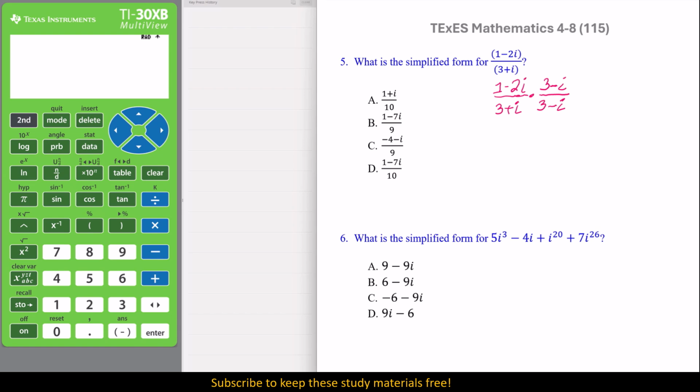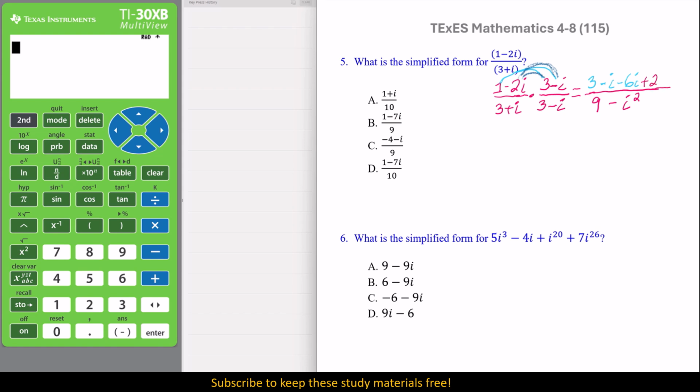Okay, so we know that we don't have to worry about the inside and the outside in the denominator. I'm doing the denominator first. So 3 times 3 is 9, and plus i times negative i is negative i squared, okay? Now, it's a little different again with the numerator because you really have to carefully distribute. So we have 1 times 3 is 3, and then 1 times negative i is negative i, okay? And then negative 2i times 3 is negative 6i. Okay, and then we take that negative 2i times negative i. Well, a negative times a negative gives us a plus 2.